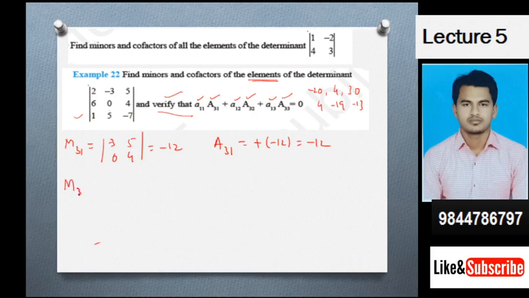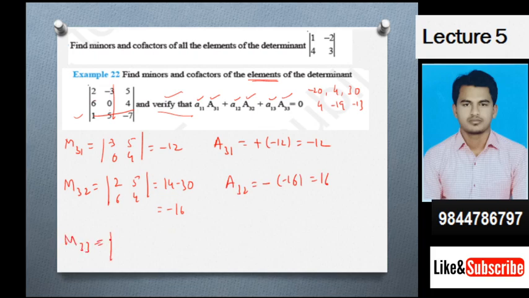Similarly, M32, it means what? Eliminating the third row with the second column. 2 5 6 4, that is 14 minus 30, that should be equal to minus 16. A32, it means odd number. Odd means minus of minus 16, that should be plus 16.